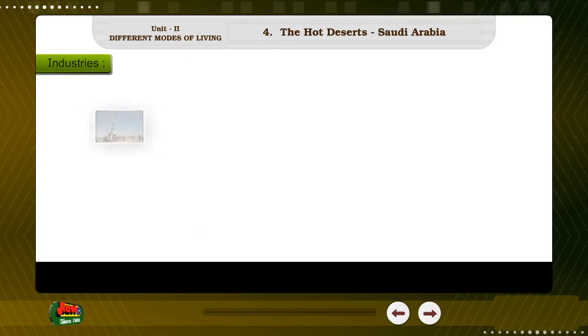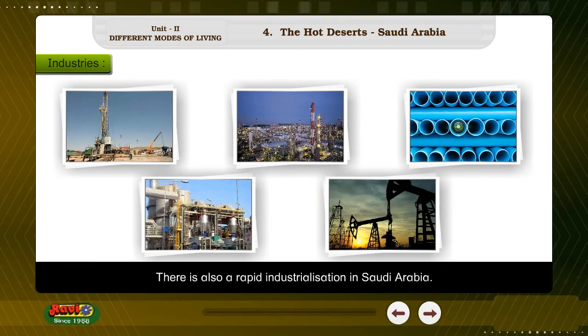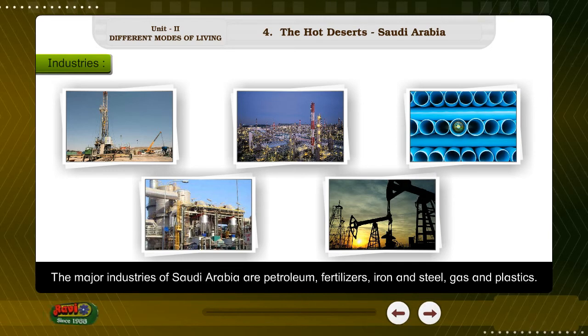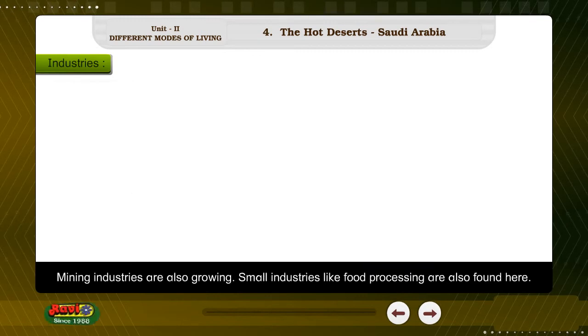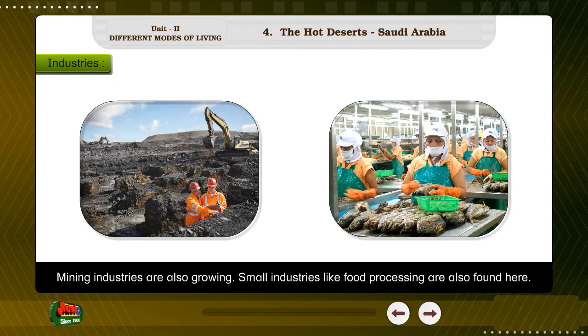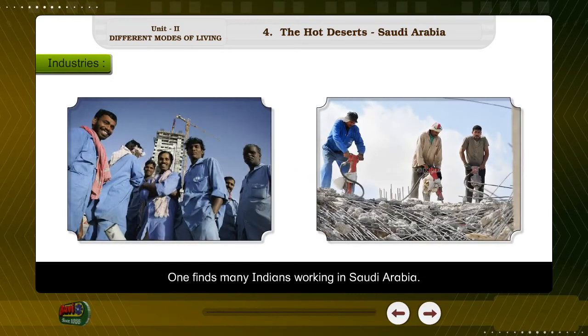Industries. There is also a rapid industrialization in Saudi Arabia. The major industries of Saudi Arabia are petroleum, fertilizers, iron and steel, gas and plastics. Mining industries are also growing. Small industries like food processing are also found here. One finds many Indians working in Saudi Arabia.